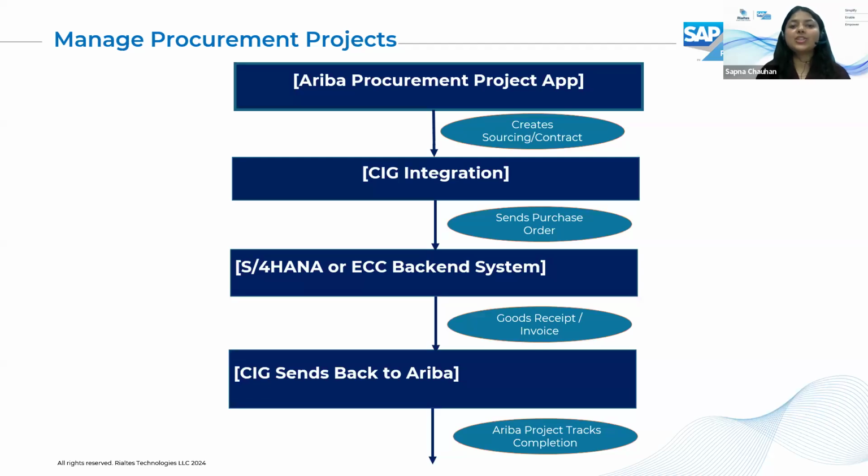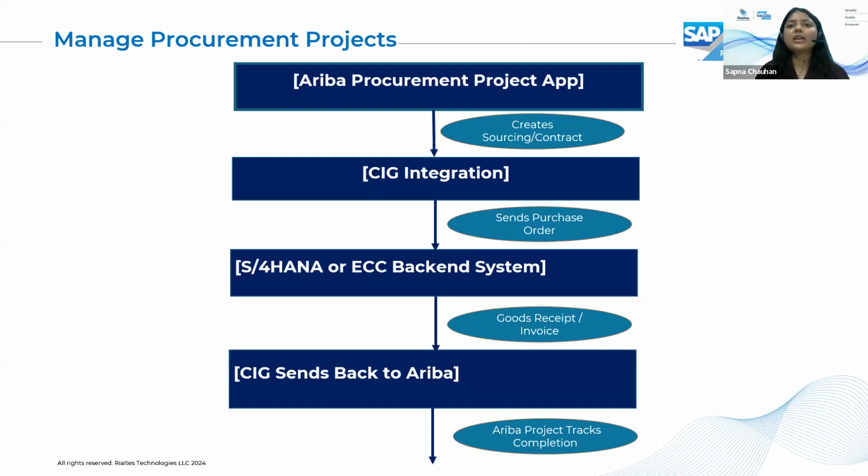Then we have CIG integration. Once sourcing and contracting is finalized, the purchase order is created. CIG acts as a middleware, as I also told you, between your Ariba and your backend system. CIG handles data mapping, real-time error handling and everything. Then we have S/4HANA or ECC. Whatever PO is generated through CIG is now live in your ERP system. Then the supplier confirms the orders, ships goods, and submits invoices.